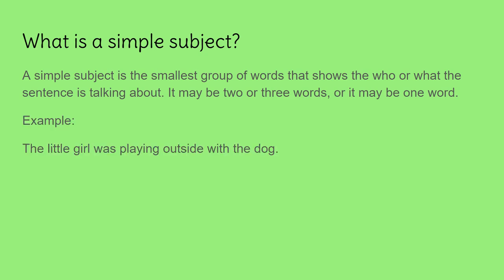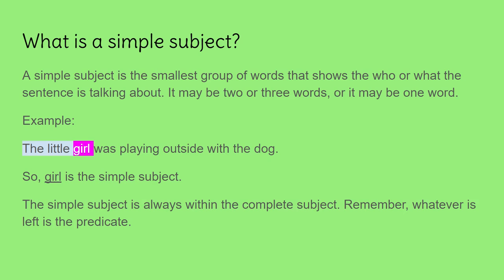Our example is: the little girl was playing outside with the dog. We've already talked about complete subjects. So our complete subject is who or what is doing something, and that is the little girl. For our simple subject, we try to narrow that down as much as we can to one or two words. So who or what was playing outside with the dog? It was girl, so that is our simple subject.